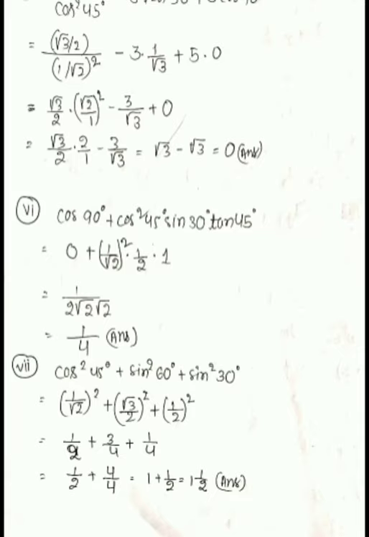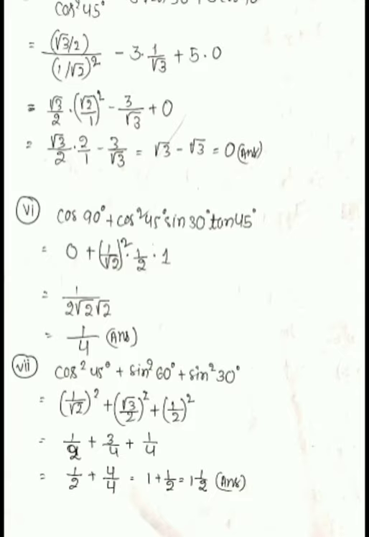So you will get 1 by root 2 into root 2, it will be 2. 2 into 2, it is 4. 2 to the 4. Then the answer is 1 by 4. Now number 7, cos square 45 plus sin square 60 plus sin square 30.